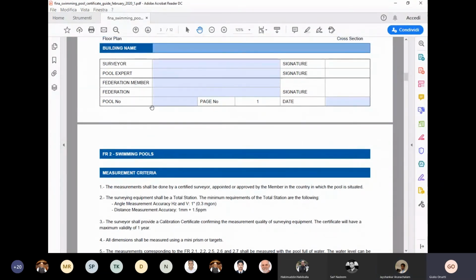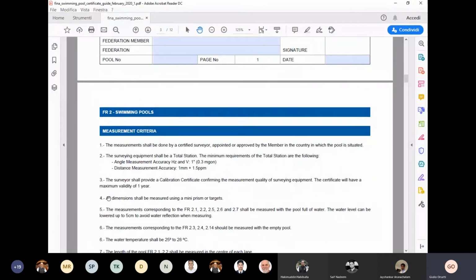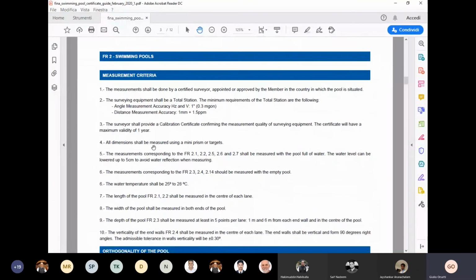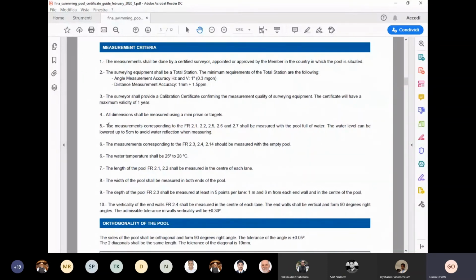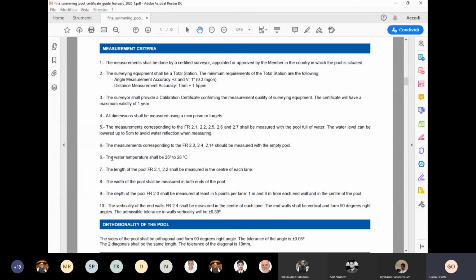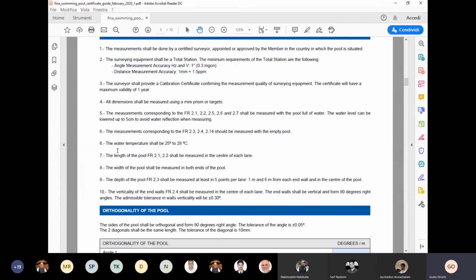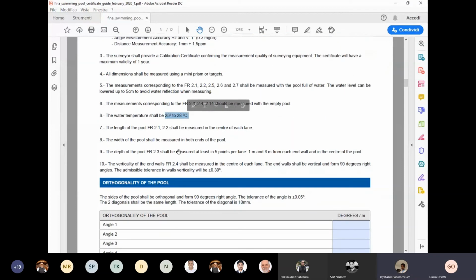Once we have defined the 3 key people, and once we have found the right surveyor, then there is also a description on how the measurements should be taken. You will see that there are some measurements that need to be taken with a pool full of water, or with 5 centimeters below the water level, just to avoid the reflection while measuring. Some measurements need to be taken with the empty pool. Once the pool is full, the water should be 25 to 28 degrees.